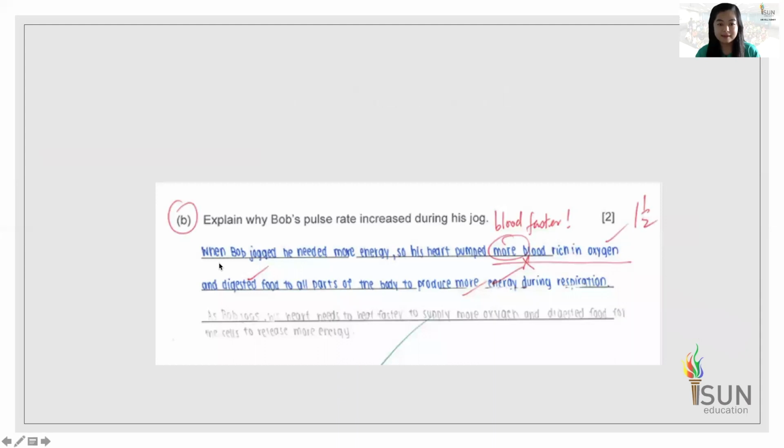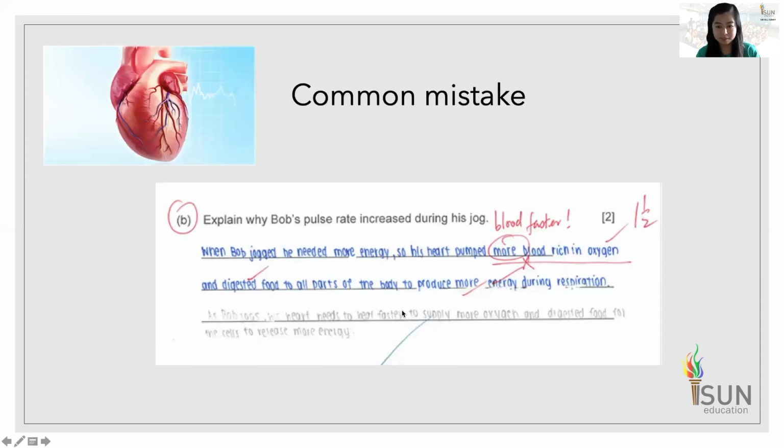Okay, now let's take a look at a common mistake made by students. Now, the student mentioned his heart pumps more blood. Now, the heart doesn't pump more blood to all parts of the body, but it just pumps faster. So beware, okay? That's the first mistake that caused half a mark.